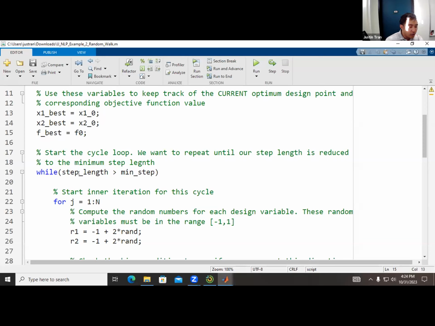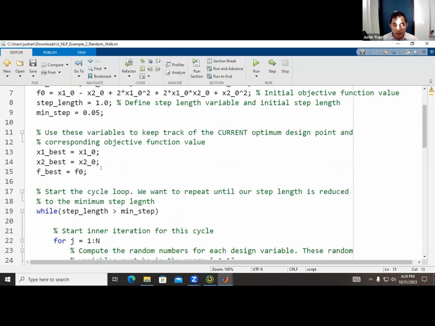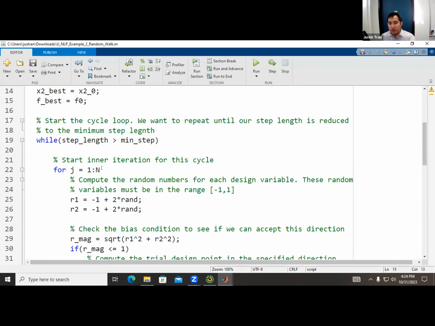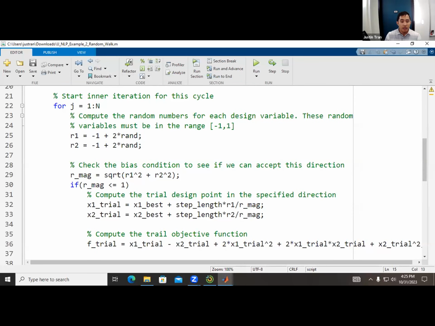So while loops, again, are quite common in optimization. And so we have while step length is greater than minimum step, right? We remember we want to keep taking random steps until our step length is reduced below the minimum step length. So throughout this algorithm, we're going to reduce the value of step length, exactly kind of how we did in the picture. And then inside here, we start to actually generate random directions.